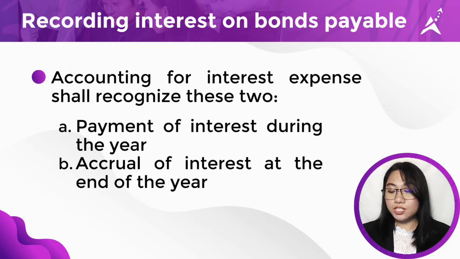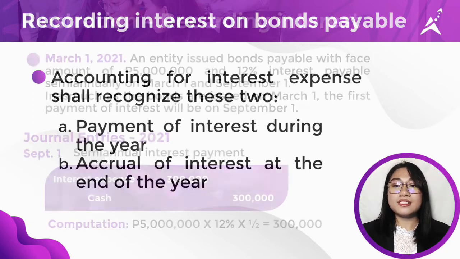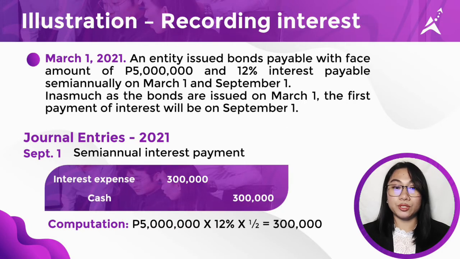Okay. For us to understand this, let's take this situation as an example. On March 1, 2021, an entity issued bonds payable with a face amount of 5 million and 12% interest payable semi-annually on March 1 and September 1. Inasmuch as the bonds are issued on March 1, the first payment of interest will be on September 1. So what will be our journal entries?